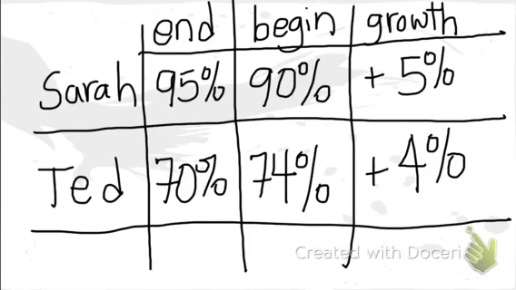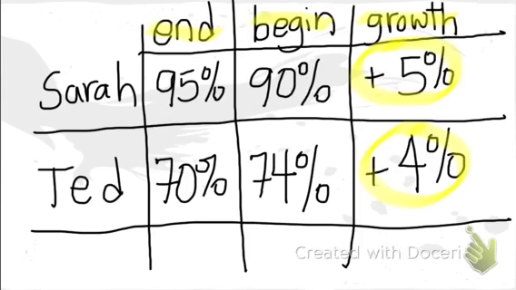Okay, so once again I am using a table, and I've set my table up here with the same headings: the ending value, the beginning value, which in this case is the beginning of the month, and then the growth. So according to this, Sarah grew 5% and Ted grew 4%. Okay, 4 percentage points, 5 percentage points.